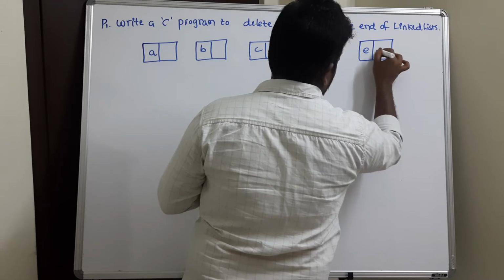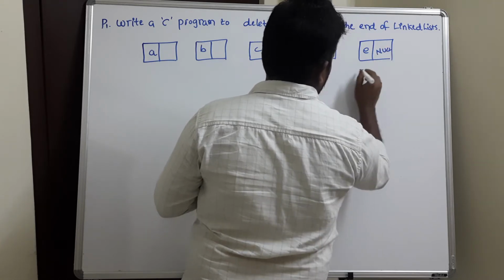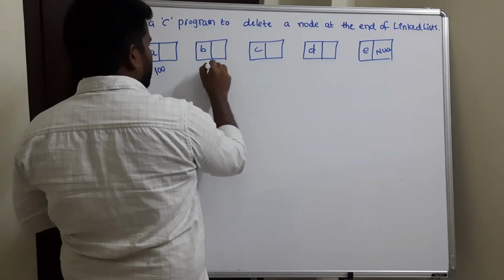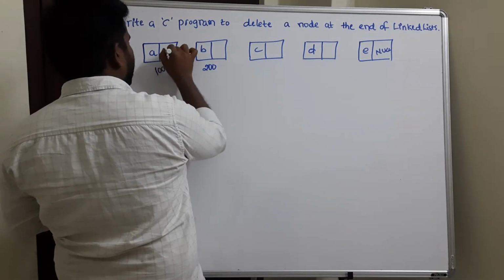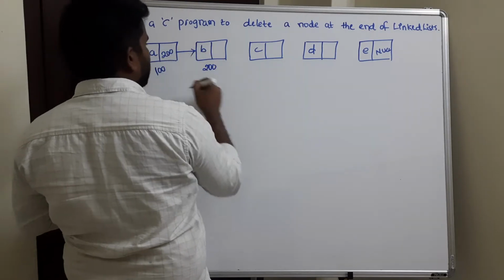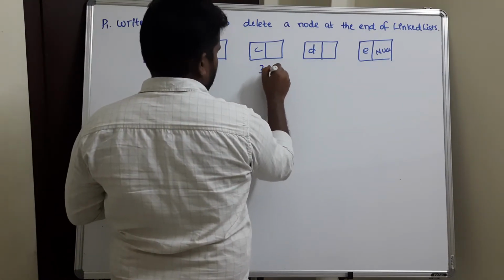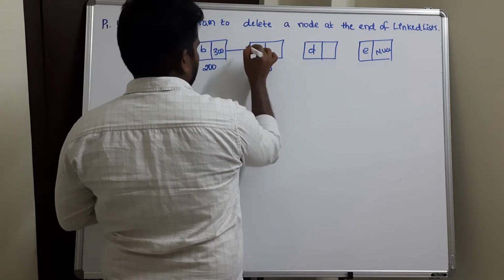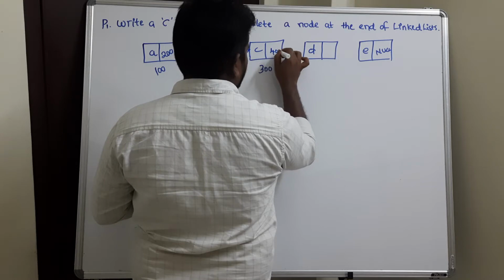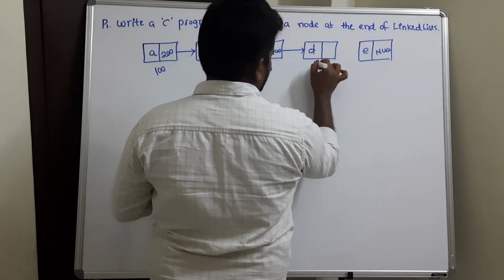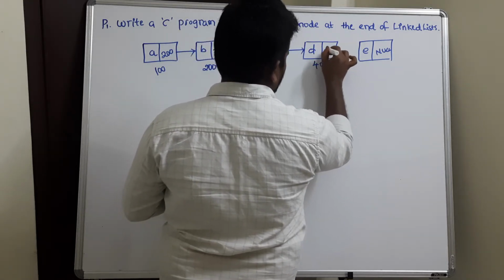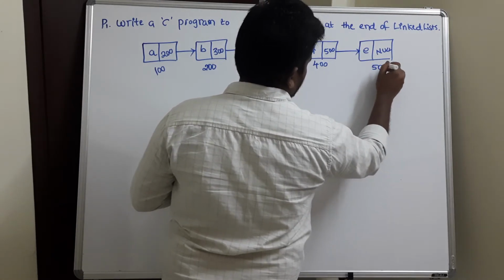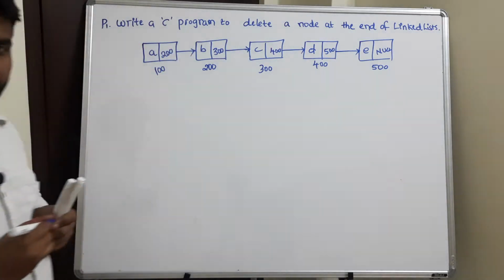So E has a null address, having null. And 100 is the starting address, pointing to 200, then 300, then 400, and 500 is pointing here. So these are the 5 nodes we have.